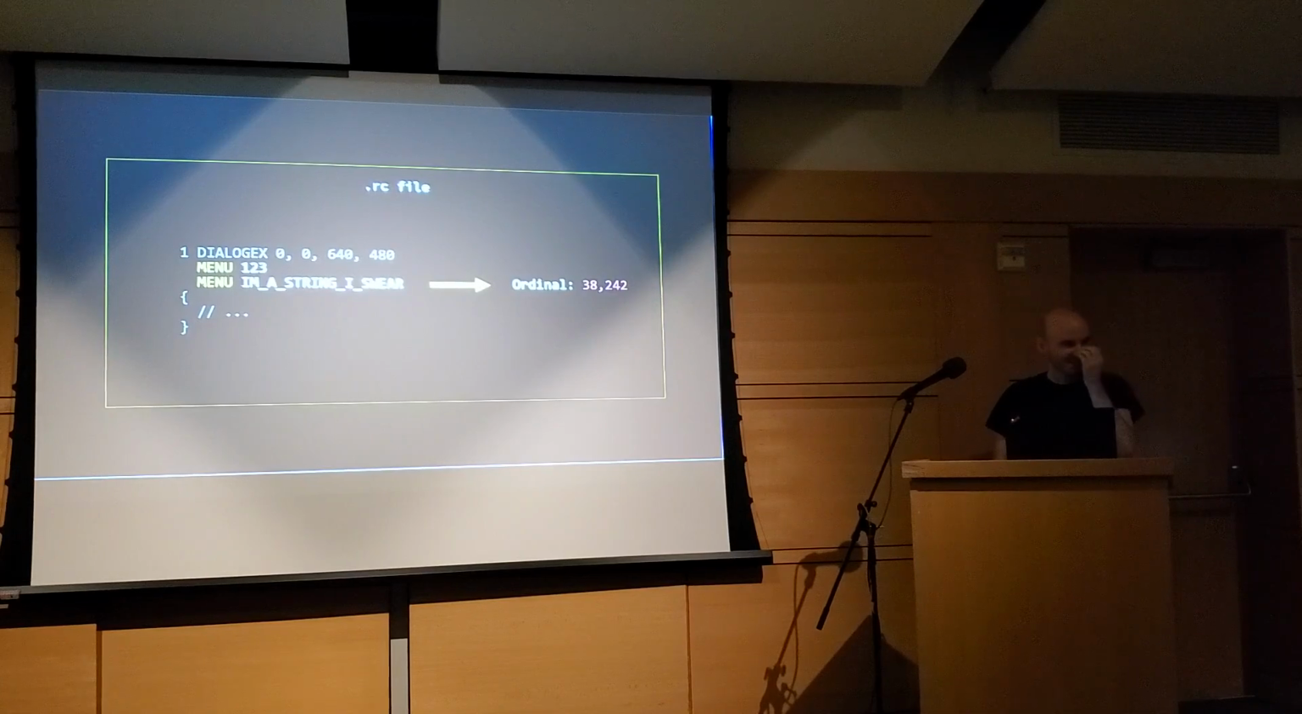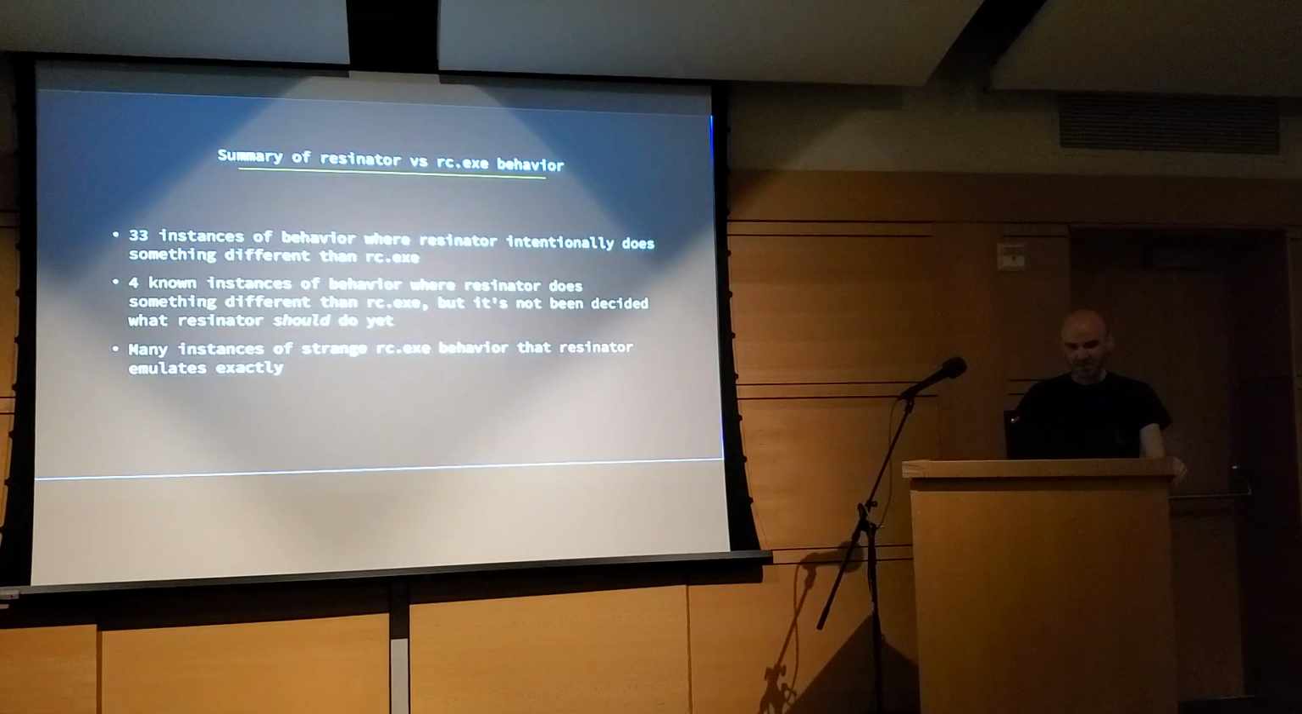Right now there's like 33 instances of some behavior where I intentionally do something different, like where I figured out that the Windows version doesn't make any sense. There's 4 things I found that I haven't decided on yet, and there's a lot that I just match exactly, even if it's weird.